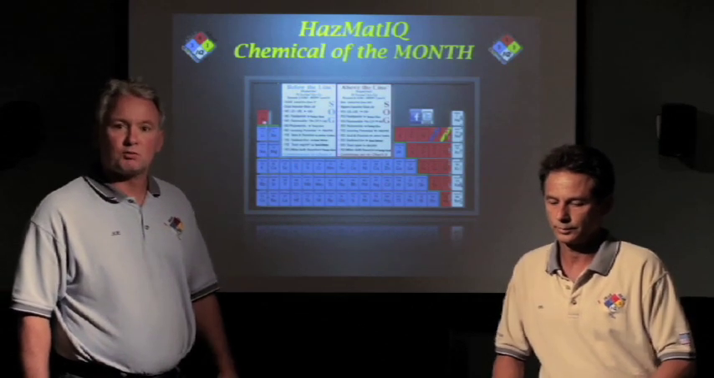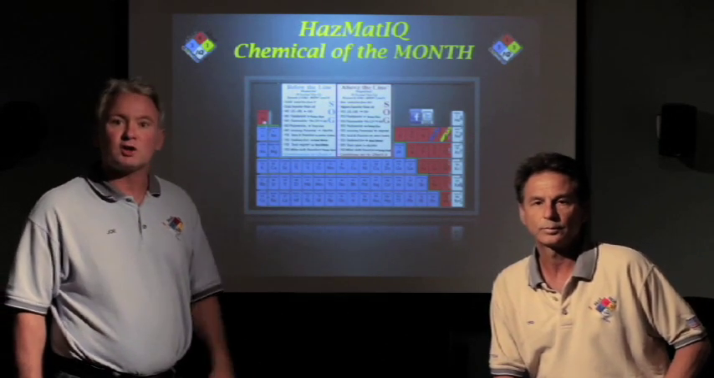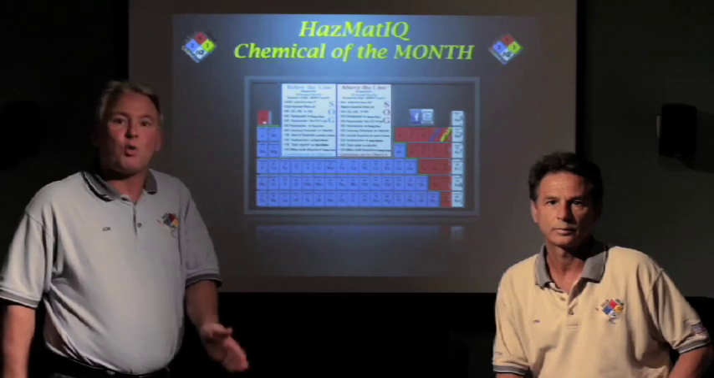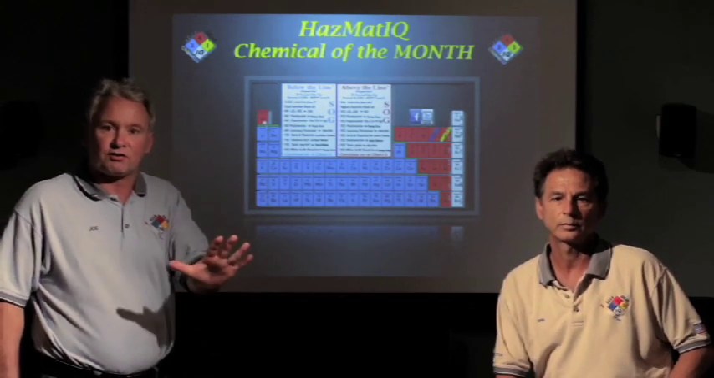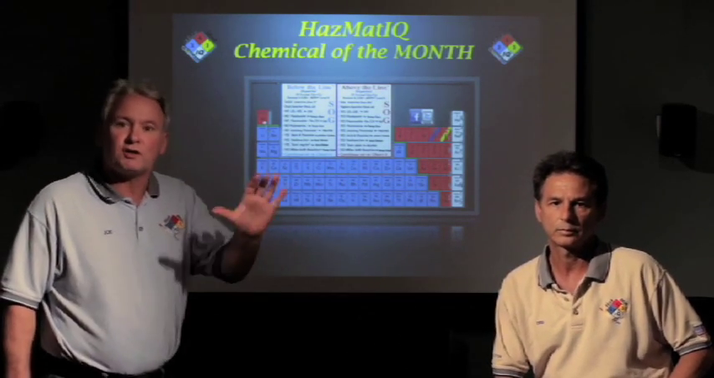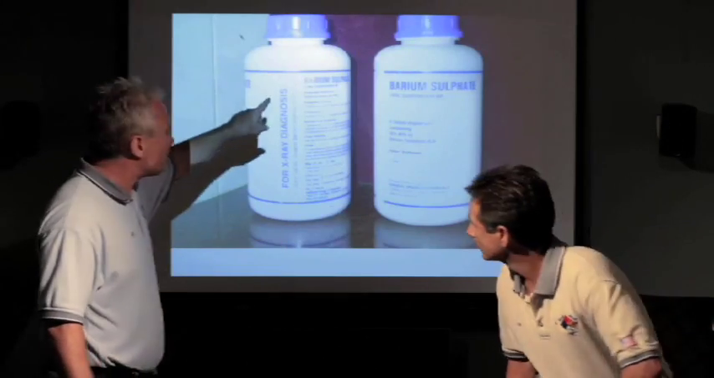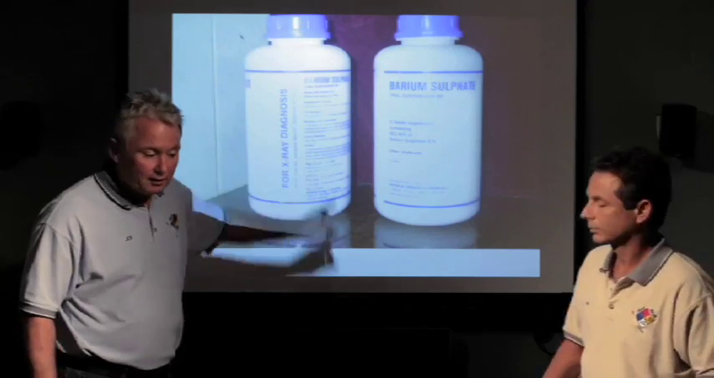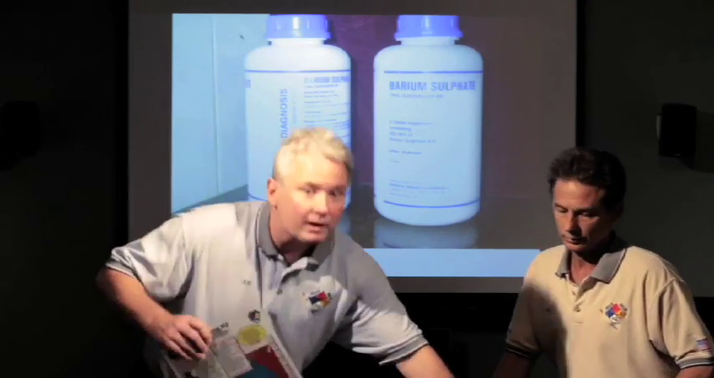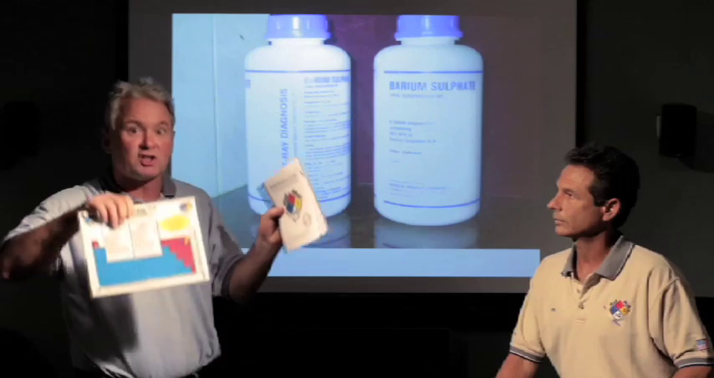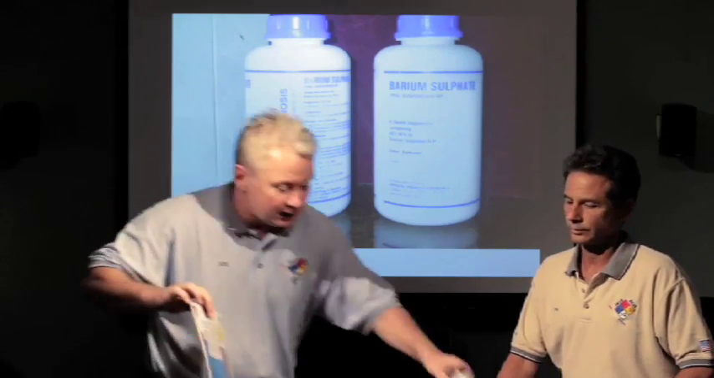What we'll do this month is refresh you on what you learned in the class. It's a quick 5-minute exercise on how you use the chart in an emergency. This month's chemical is going to be barium sulphate. Make sure you get the books and the charts because you're going to need them for the exercise. So here we go.